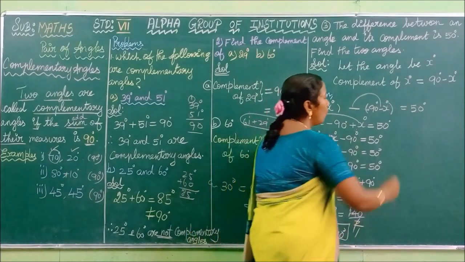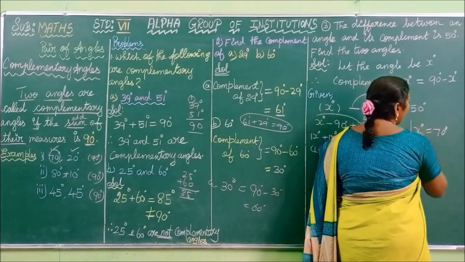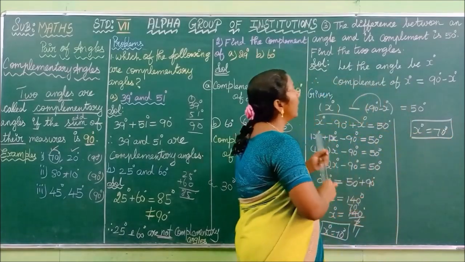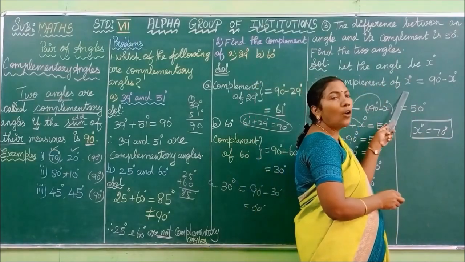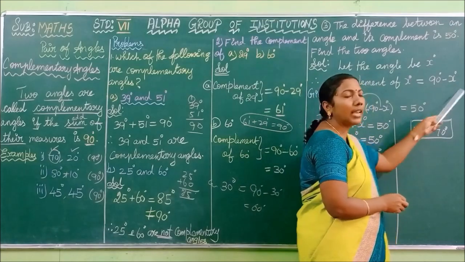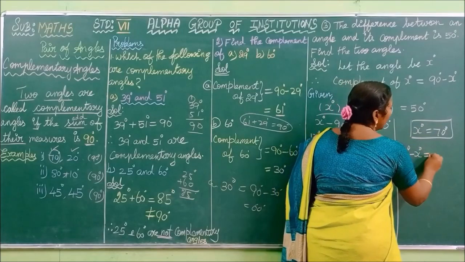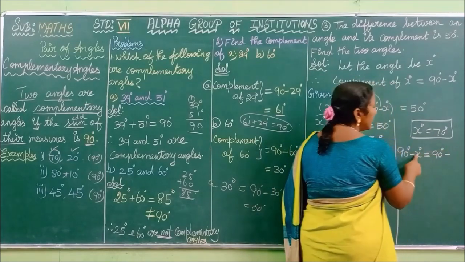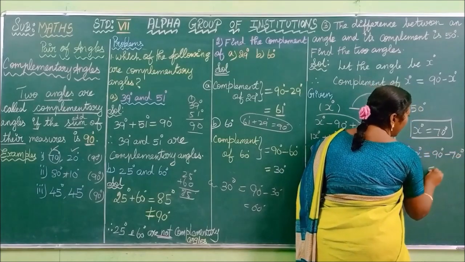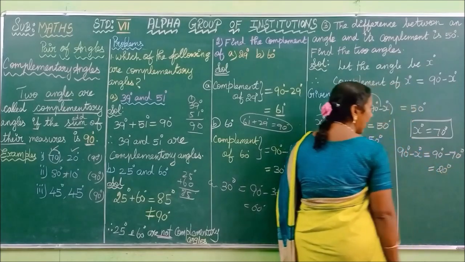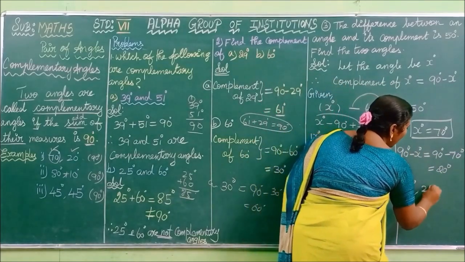Thus we have found one angle. What is that angle? x degree equal to 70 degree. But we have to find the two angles. What is the other angle? The other angle is its complement. How can we define its complement? 90 minus x. So now we are going to find the second angle. So 90 minus x is equal to 90 minus, instead of x you have to substitute the value 70 degree. So 90 minus 70, what is our answer? 20 degree. Therefore, the two angles are 70 degree and 20 degree.